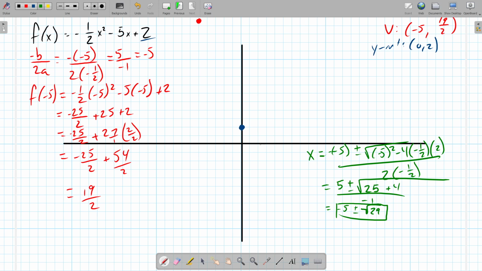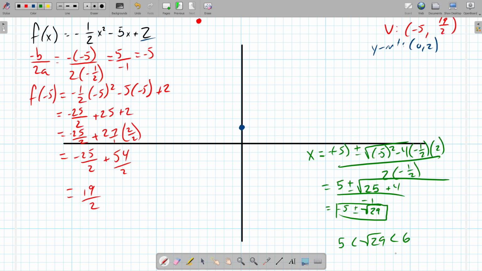Now where am I going to put this on the x-axis? Let's think about this, use some number sense like we did in the last problem. Where is the square root of 29? Well, 5 squared is 25, and 6 squared is 36. So it's somewhere between 5 and 6.